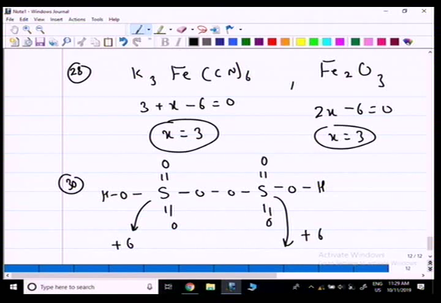Next please. Up to 40, any other doubt? Up to 40, any other doubt?